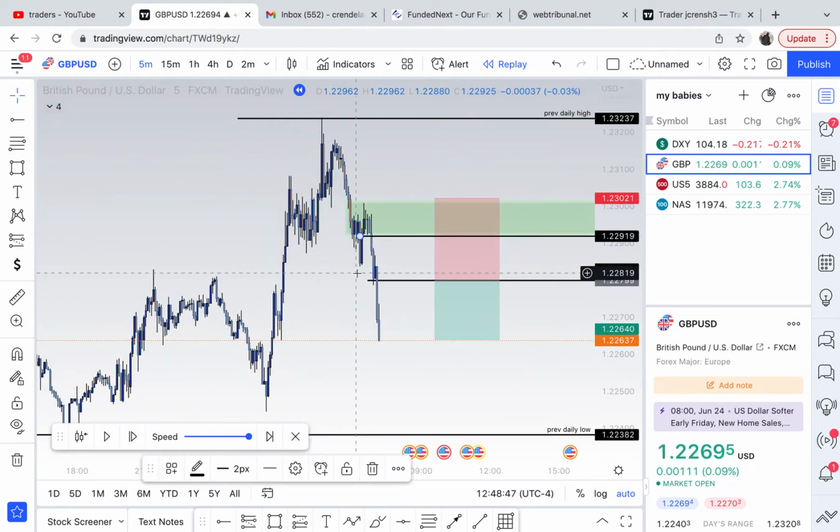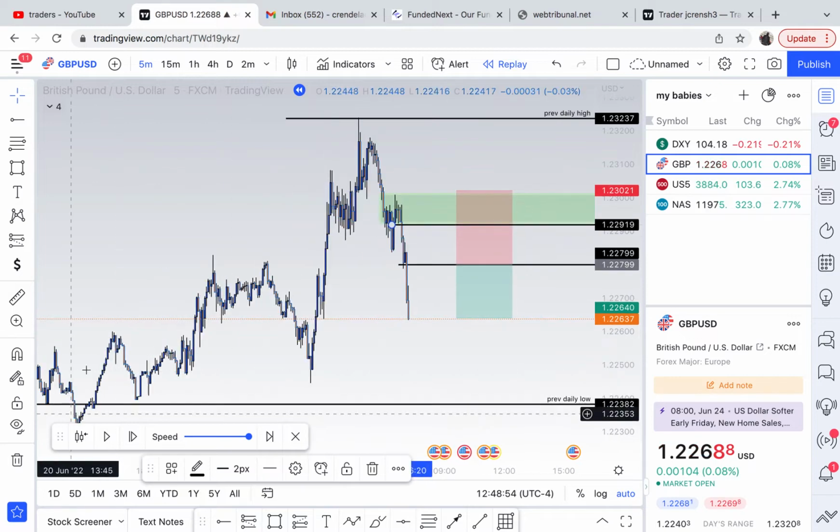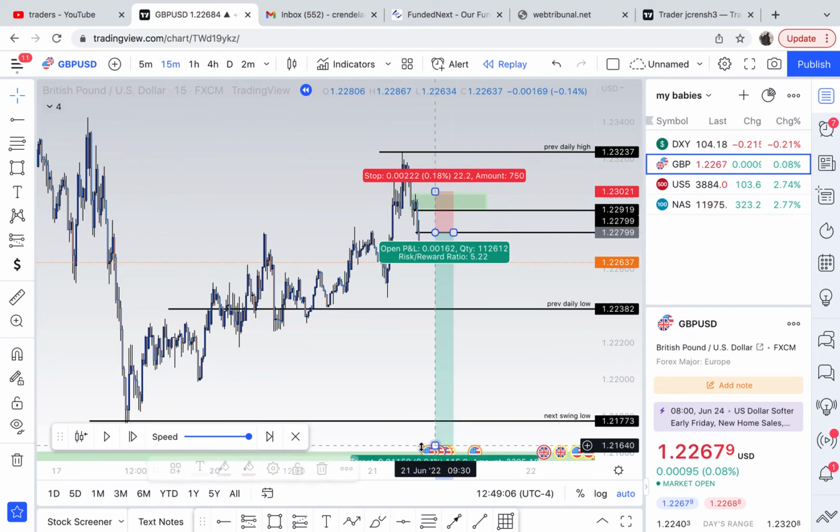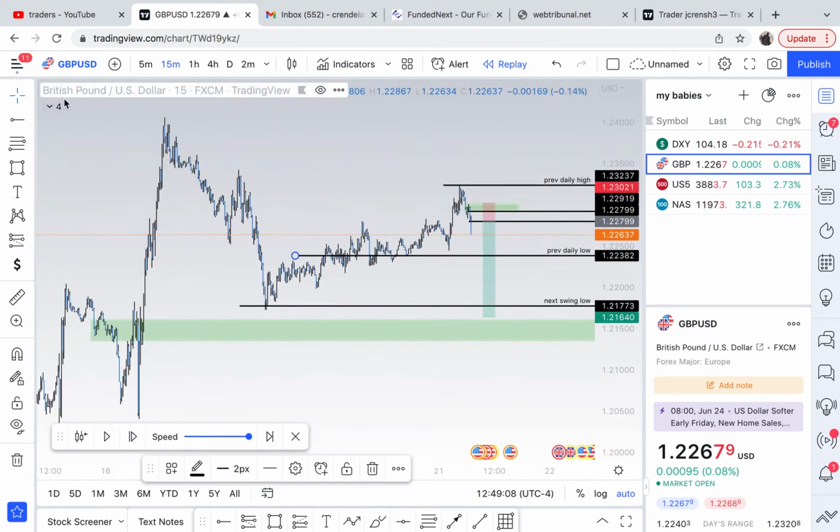As you can see, we're obviously going in a bearish direction, and we're targeting the previous daily low as the long-term target. But if we open this up, we have the next swing low, and we also have an order block down here.